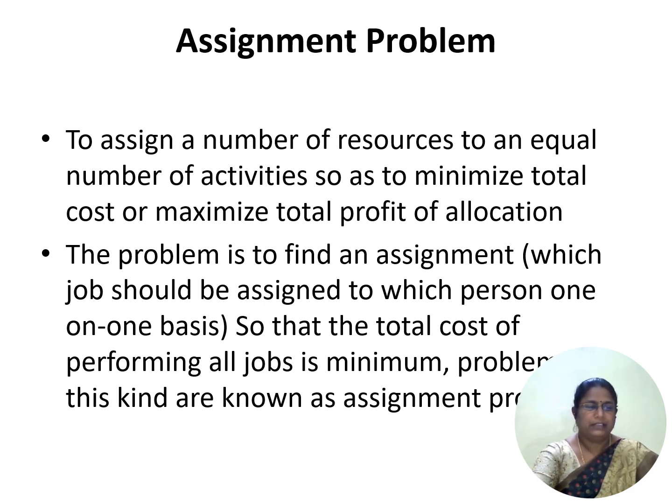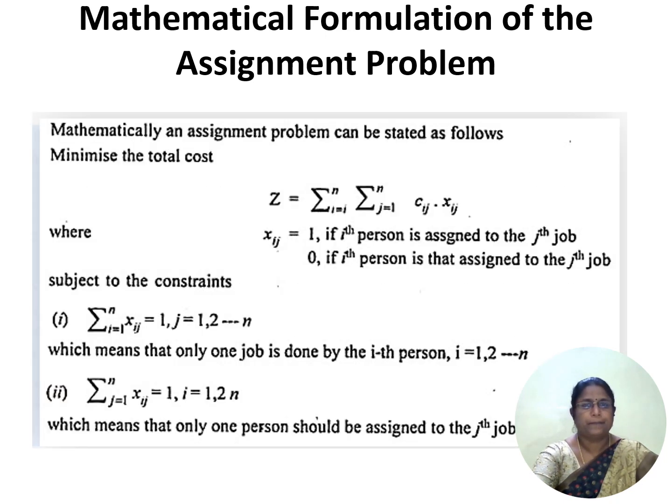Some of the problems where the assignment technique may be useful are assignment of workers to machines, salesmen to different sales areas. Now the mathematical formulation of the assignment problem. Mathematically, an assignment problem can be stated as follows. Minimize the total cost, Z equal to sigma i equal to 1 to n, sigma j equal to 1 to n, Cij into Xij, where Xij equal to 1 if the ith person is assigned to the jth job and Xij equal to 0 if the ith person is not assigned to the jth job.